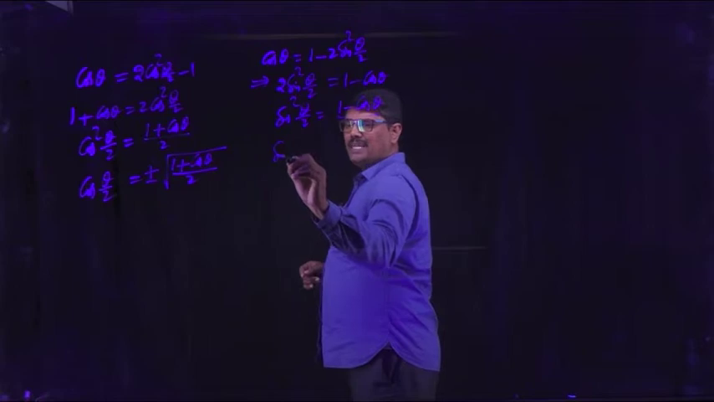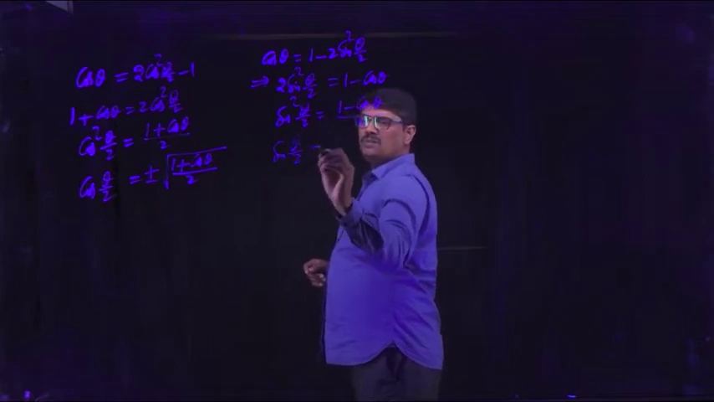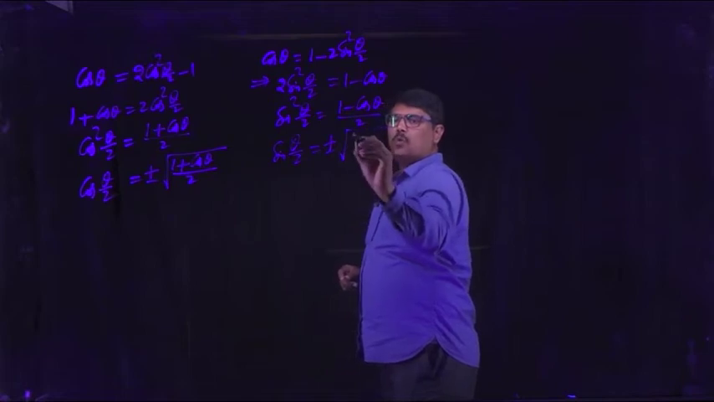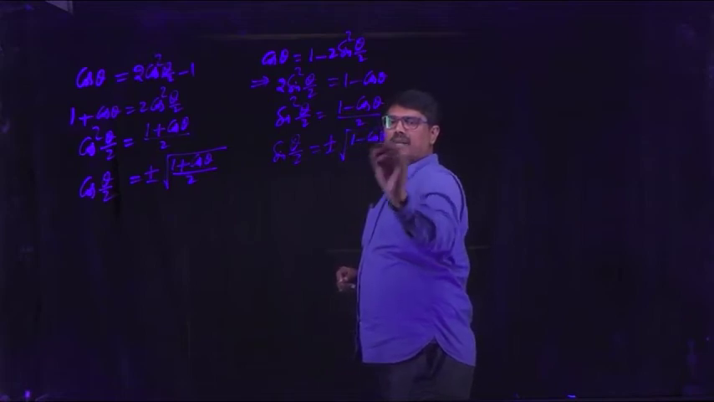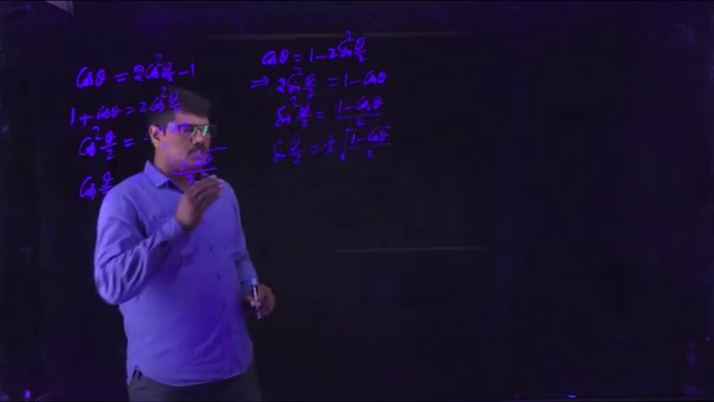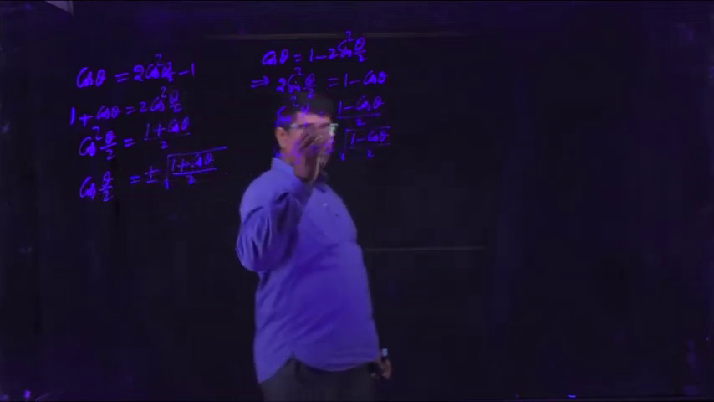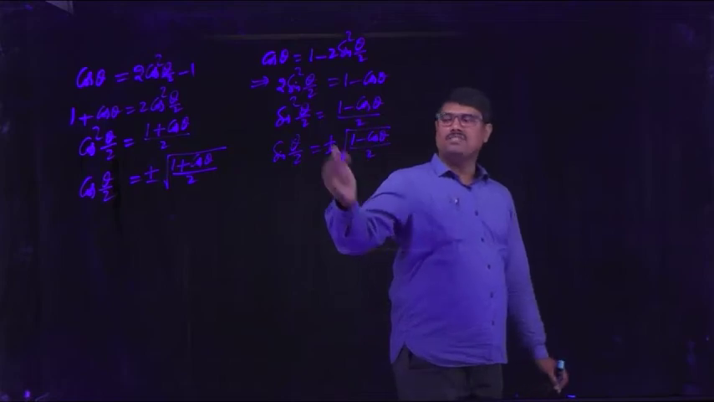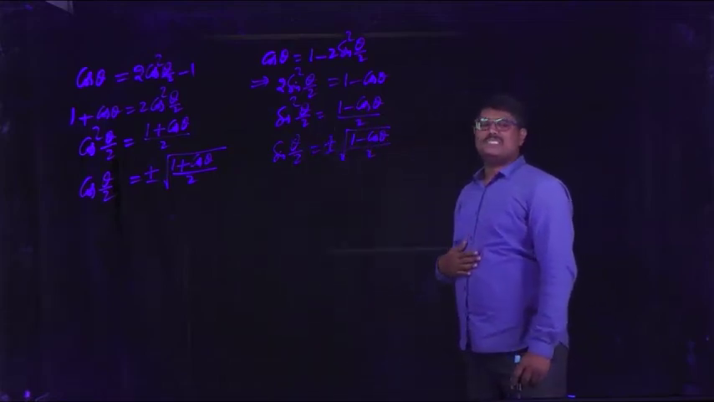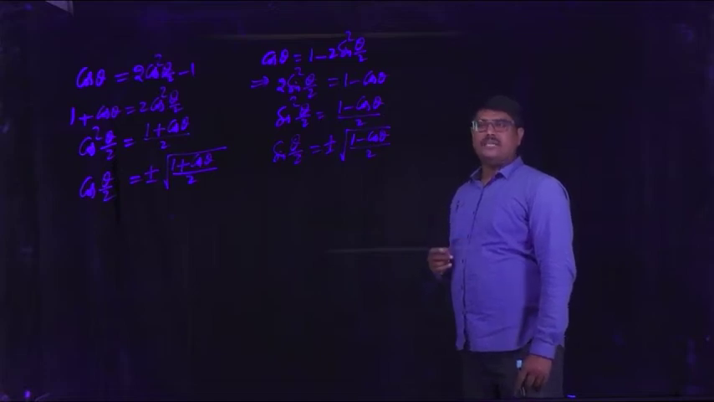By that, what is sin theta by 2? So you have plus or minus root of (1 minus cos theta) whole divided by 2. So by using the formula of cos theta in terms of sin, you are able to find one more formula, which is sin theta by 2, that is plus or minus root of (1 minus cos theta) whole divided by 2.